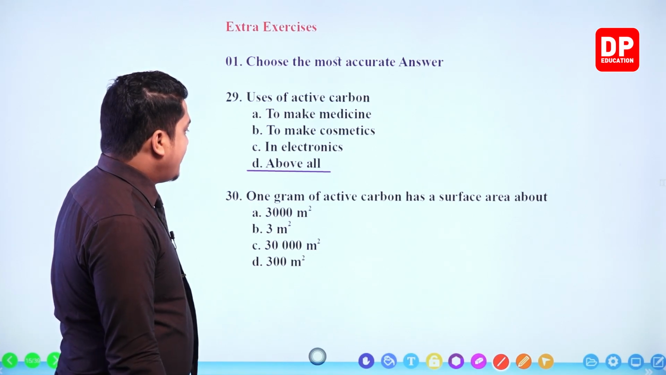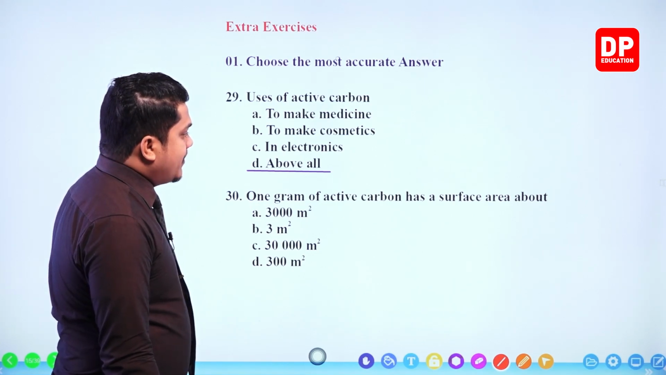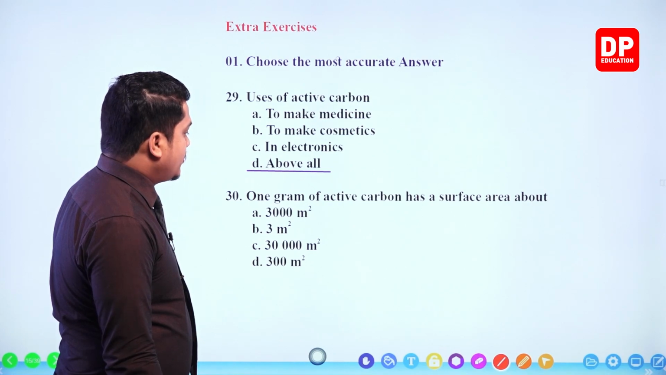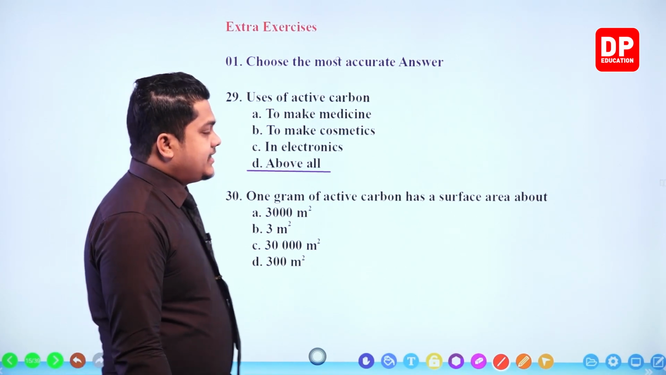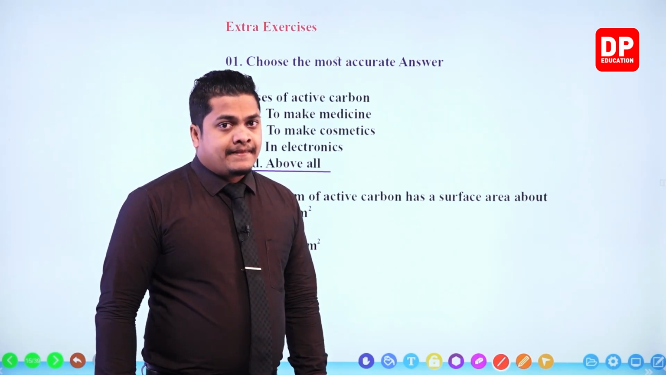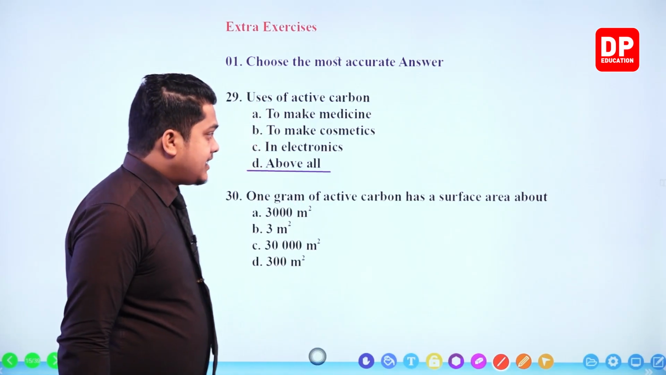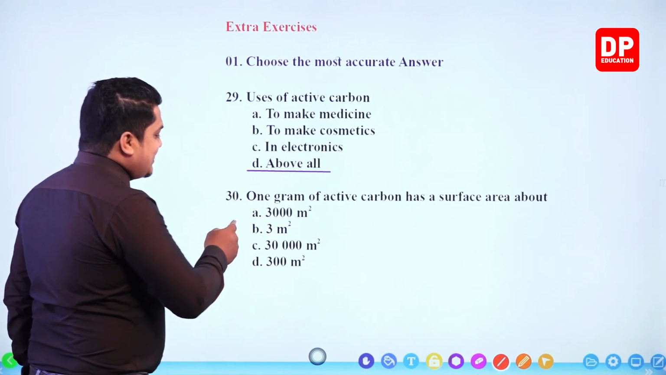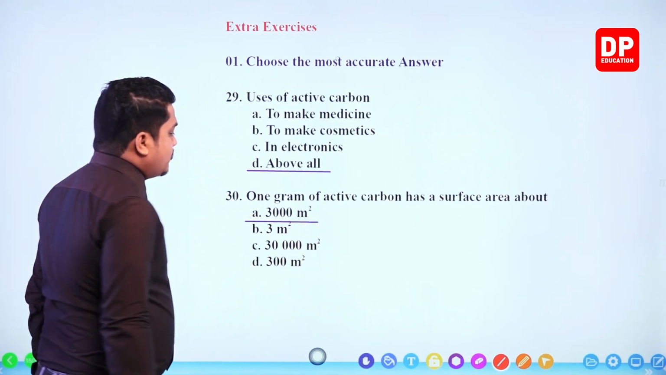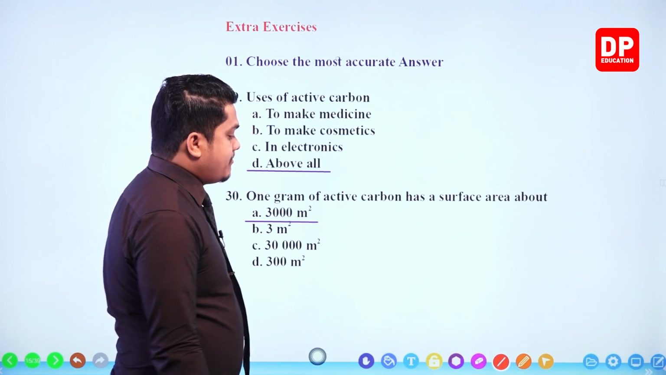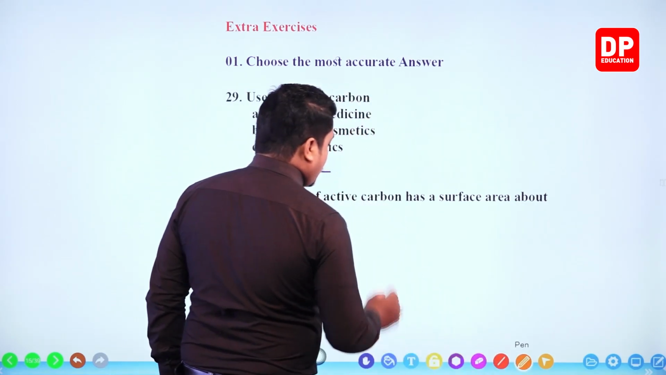Next one. 1 gram of active carbon has a surface area about. Now, like I said, it has a very high surface area. When you take 1 gram of active carbon, it has a surface area around 3000 square meters. Around 3000 square meters. Can you remember?